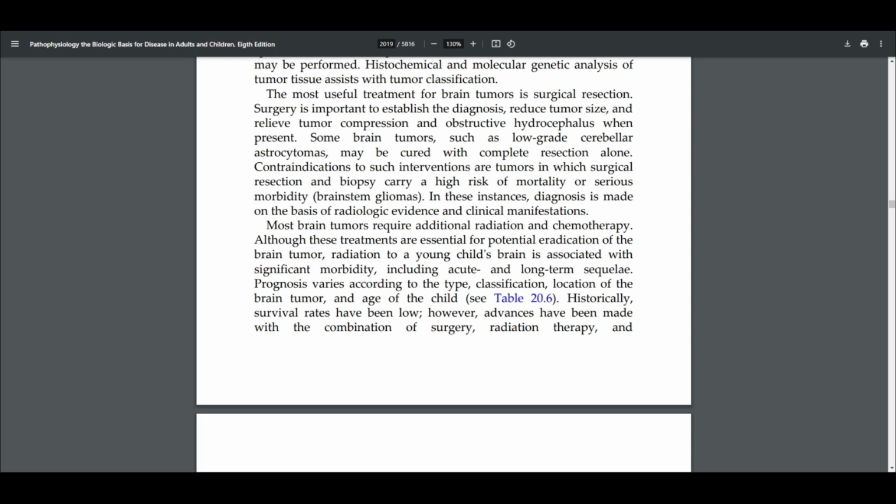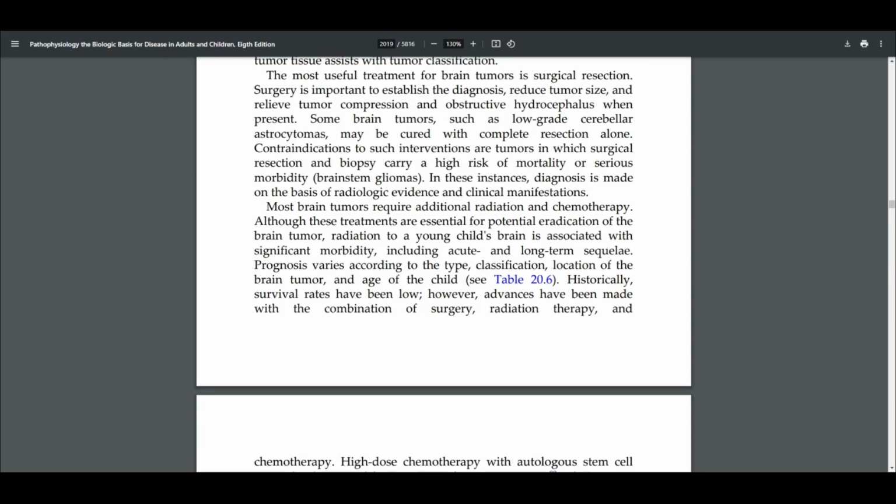The most useful treatment for brain tumors is surgical resection. Surgery is important to establish the diagnosis, reduce tumor size, and relieve tumor compression and obstructive hydrocephalus when present. Some brain tumors, such as low-grade cerebellar astrocytomas, may be cured with complete resection alone.